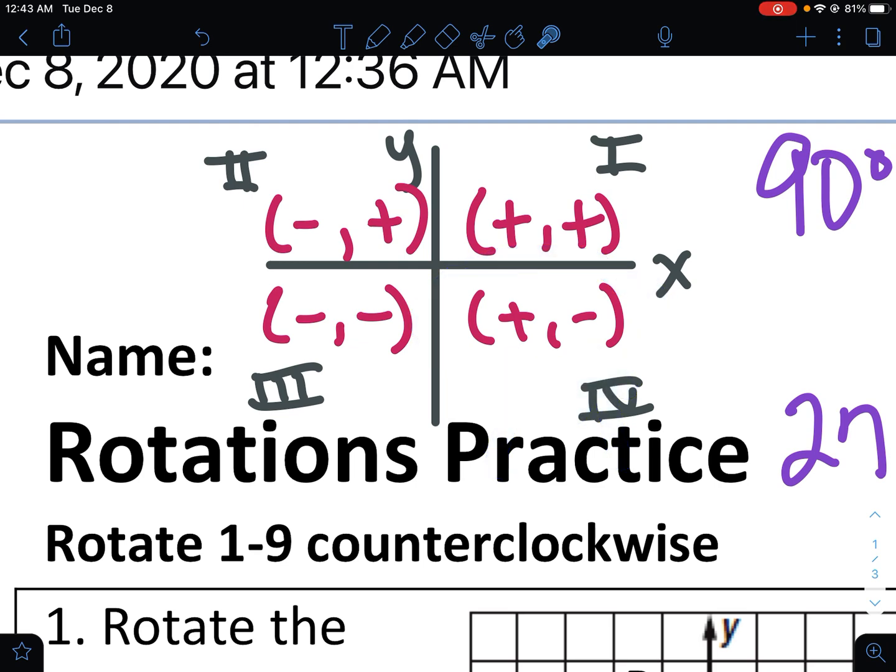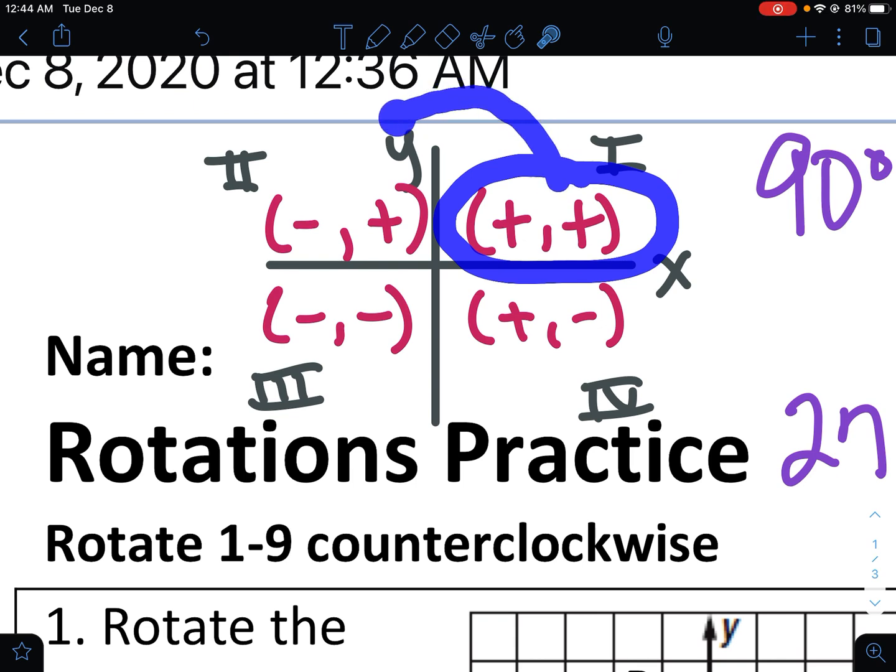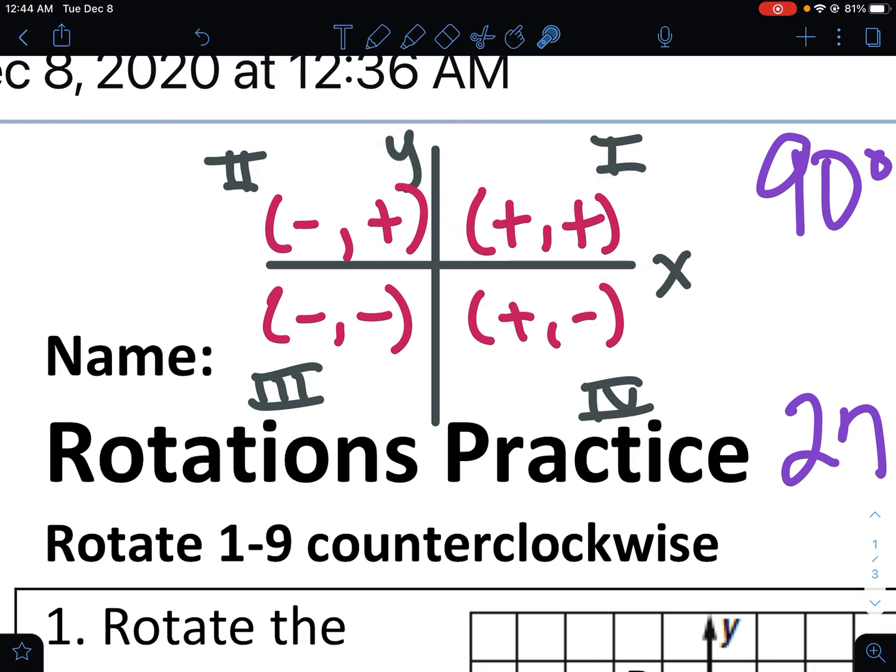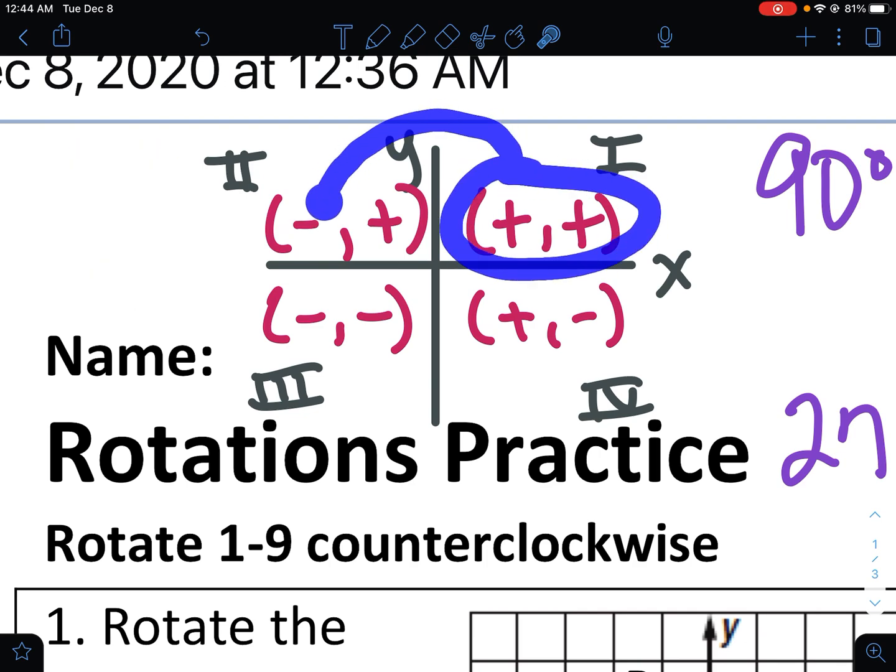Now, let's talk about degrees, 90 degrees versus 180 versus 270. Let's just say, and we're gonna continue with this logic, that we start in quadrant 1, and then we jump to quadrant 2. That's a 90-degree counterclockwise rotation, and counterclockwise goes the opposite direction of a clock. So it goes, again, the opposite direction that a clock would go. Clockwise is in the same direction that a clock would go.